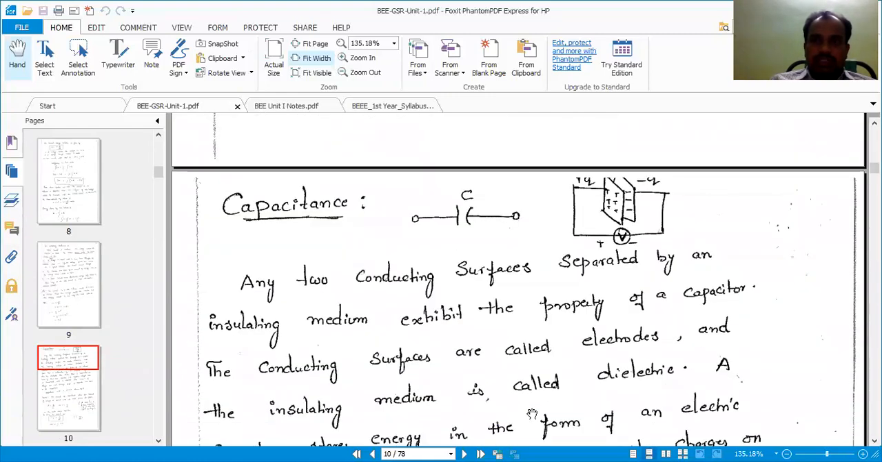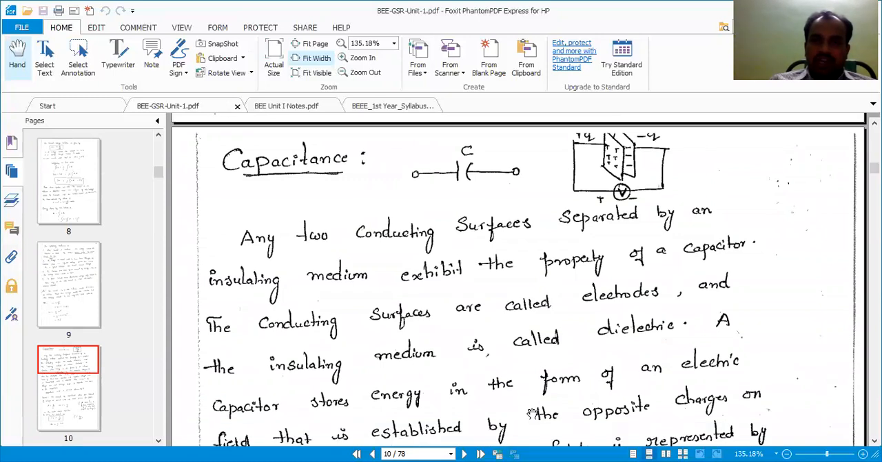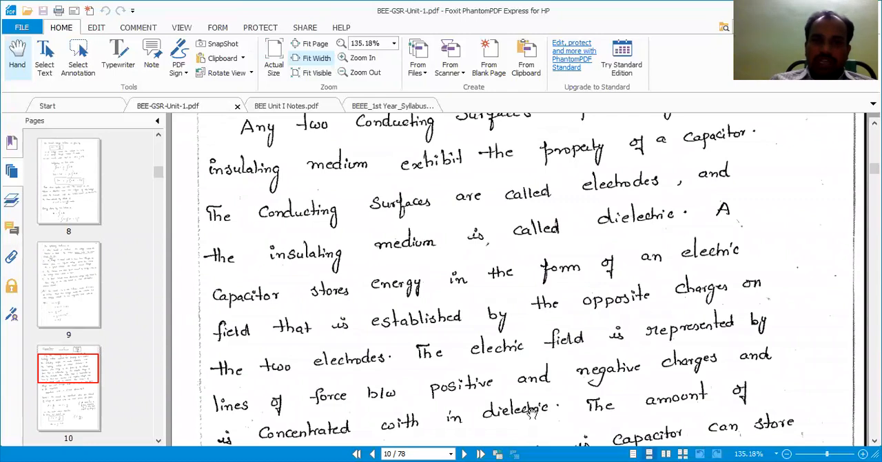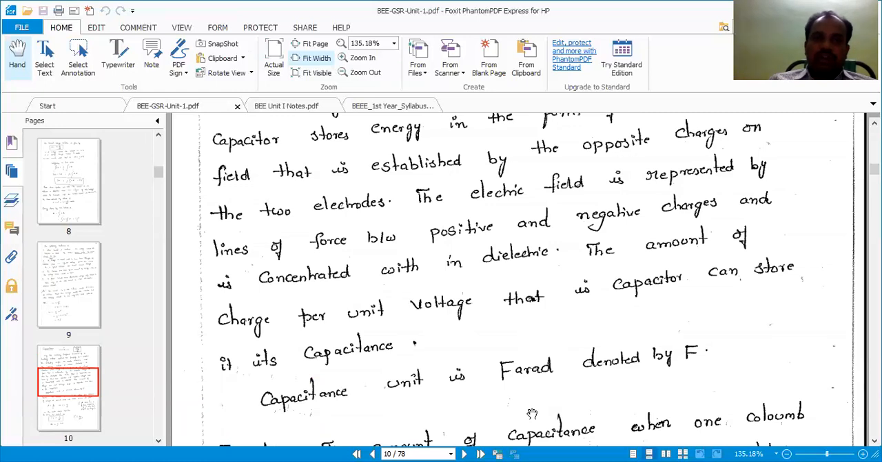16 joules. The next terminal is capacitance. Any two conducting surfaces separated by an insulating material exhibit the property of capacitance. The conducting surfaces are called electrodes, and the insulating medium is called the dielectric. The capacitor stores energy in the form of an electric field established by the opposite charges on the two electrodes. The electric field is represented by lines of force between the positive and negative charges through the dielectric. The amount of charge per unit voltage that the capacitor stores is the capacitance.